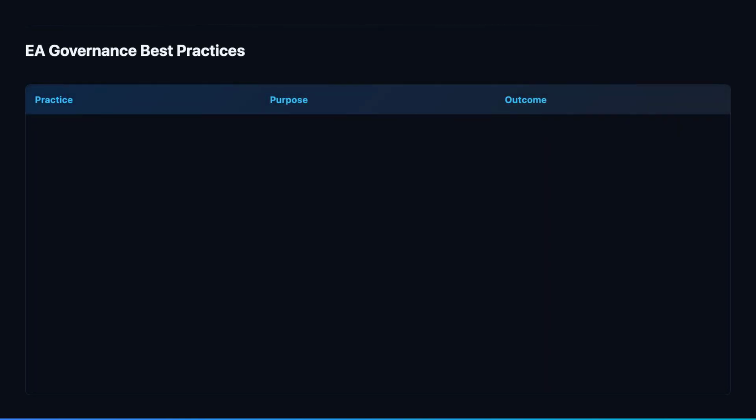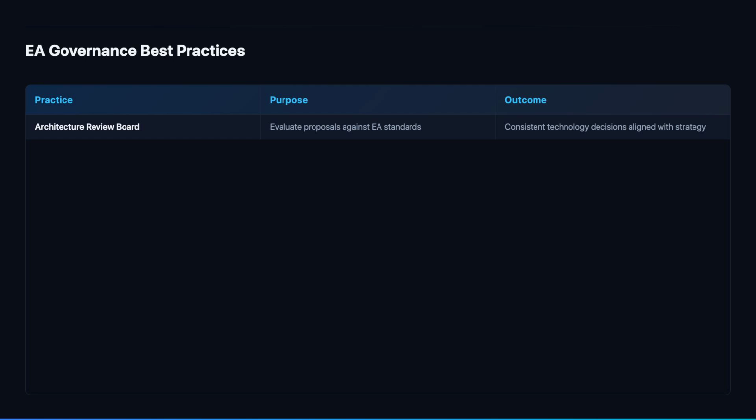Effective governance is what separates successful enterprise architecture programs from shelfware that never gets implemented. An architecture review board ensures that all major technology decisions are evaluated against our enterprise standards. Regular compliance checks prevent architectural drift and keep our technology landscape manageable.